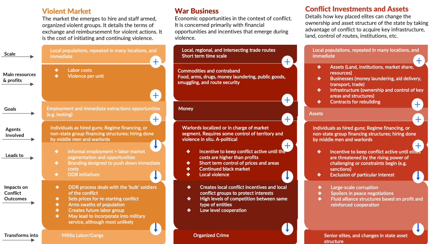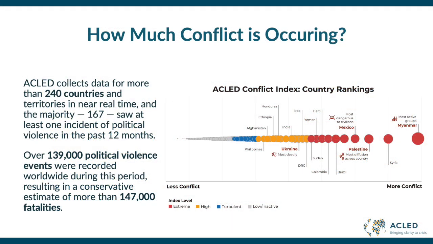I also want to emphasize, of course, that in Africa, across its countries, we're not seeing particularly extreme levels of conflict as we saw before. It doesn't dominate the world as much as it used to, in part because when we take a little bit more of a different view of violence, when we look at, for example, which country is most dangerous to civilians? That's Mexico. Where has there been the most diffusion across the country? Of course, that's Palestine. In fact, Palestine has recently, as you can imagine, surpassed Mexico in most dangerous to civilians.